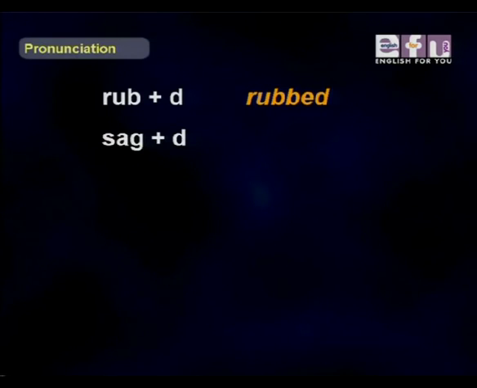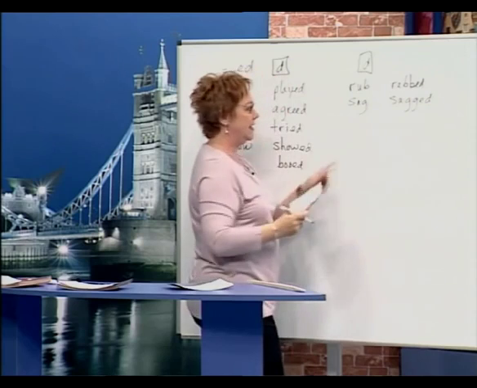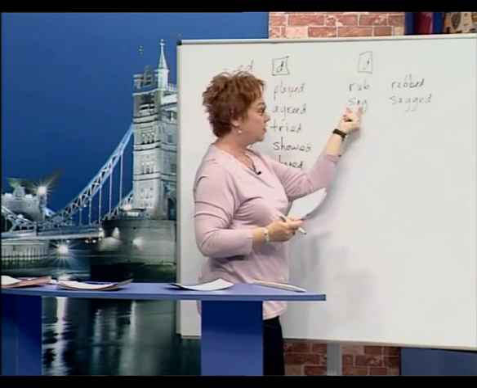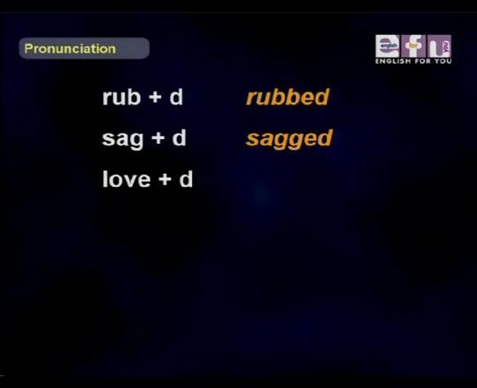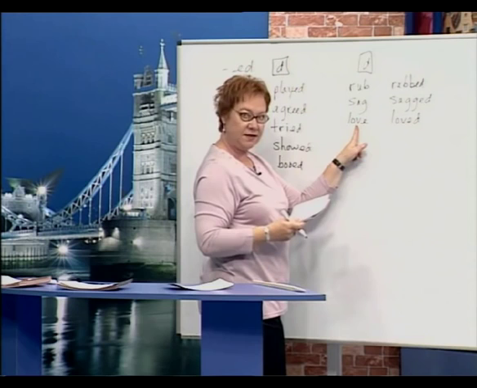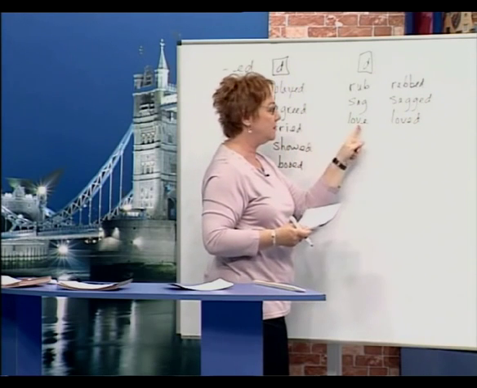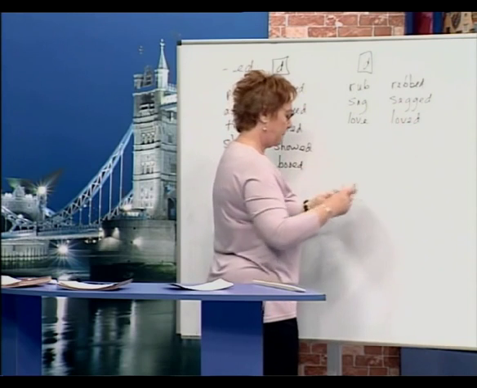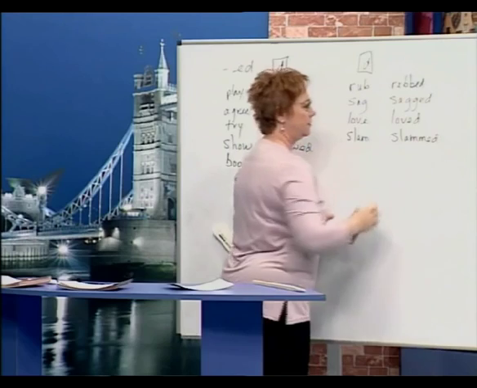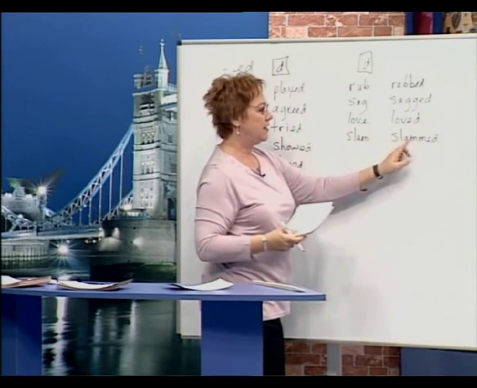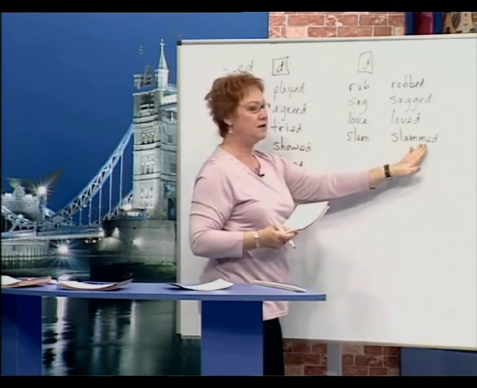Another one, sag, sagged. Again, we have the consonant, short word, sagged, 2 G's. Love, loved, okay? Here's the consonant. Remember, this one is silent. E is silent. Loved, okay? Slam, slammed, slammed, okay? So again, 2 M's because it's small, d, slammed.